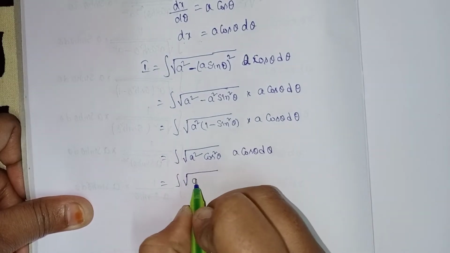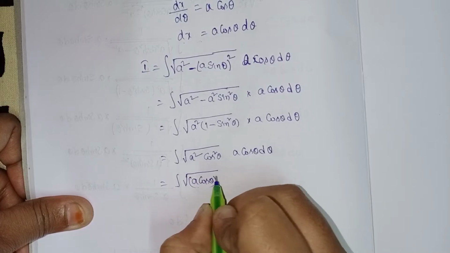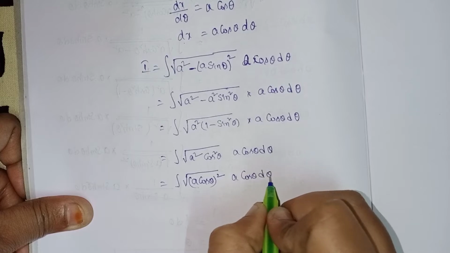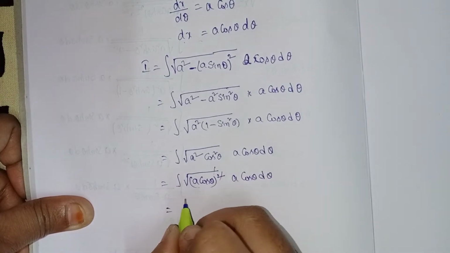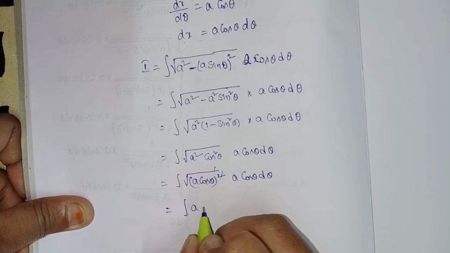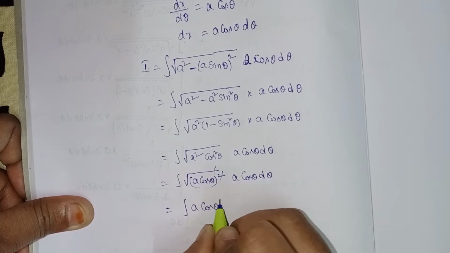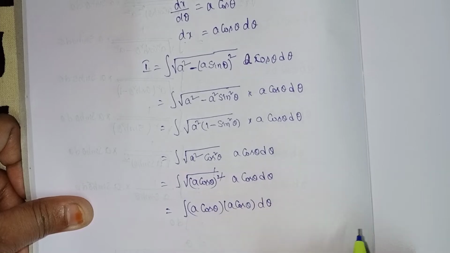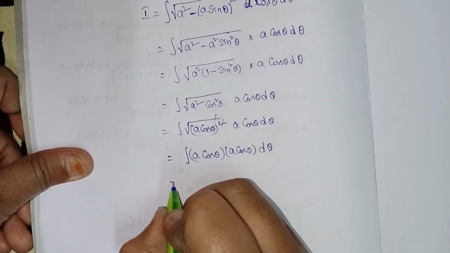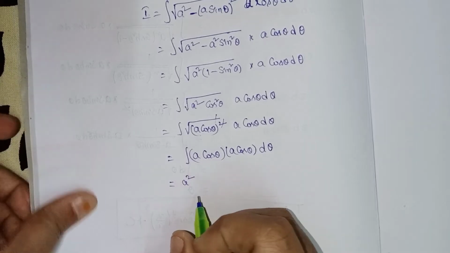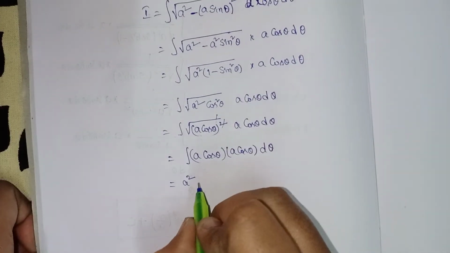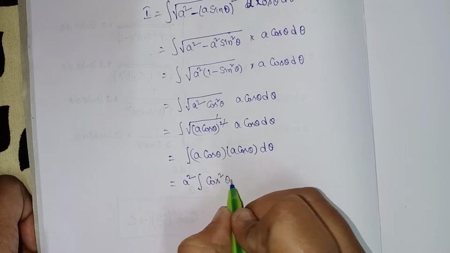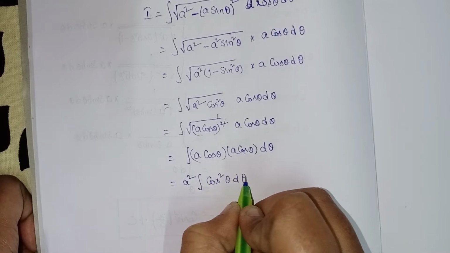The integral of square root of a cos theta whole square into a cos theta d theta. The square root gets cancelled. The integral of a cos theta into a cos theta d theta gives a square, and a square is a constant, so you can write it outside of the integral: the integral of cos square theta d theta.